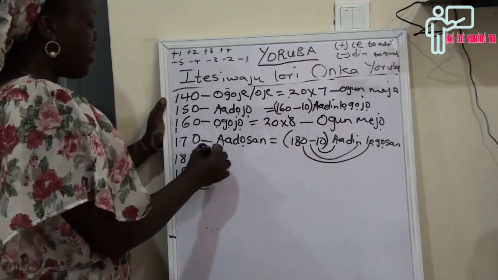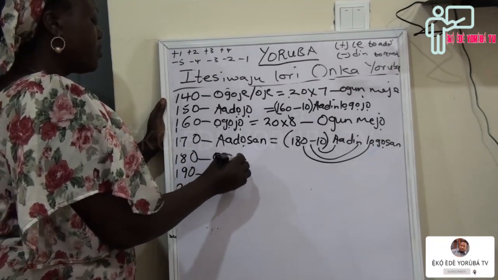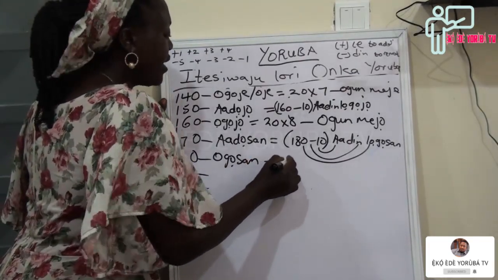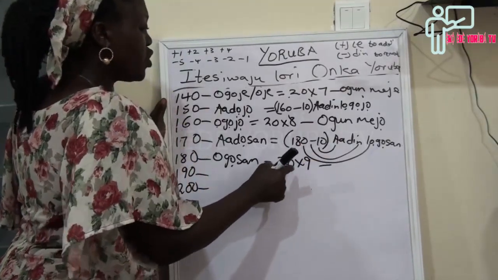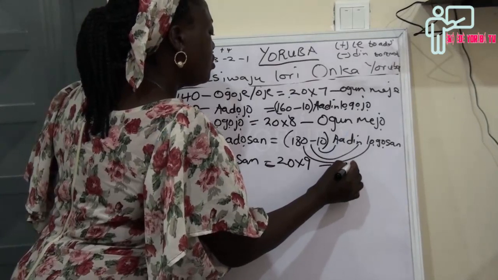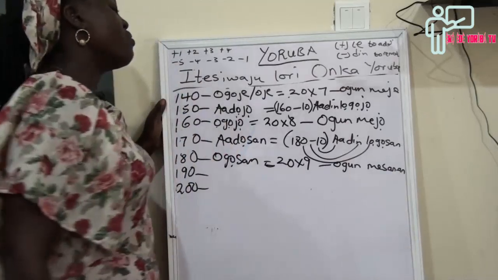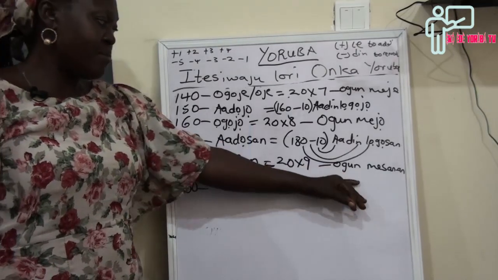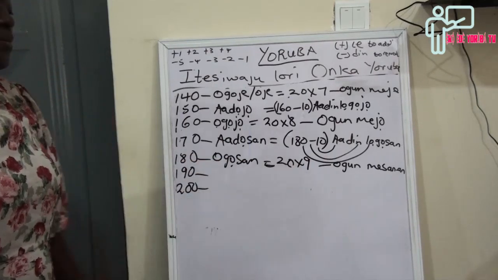And this one is 180. That is ọgọ́sàn. What is ọgọ́sàn? That is 20 times 9. Ogún mẹ́sàn. That is 20 times 9. That is the meaning. And ìsọjí púpọ̀, that is the multiplication sign.